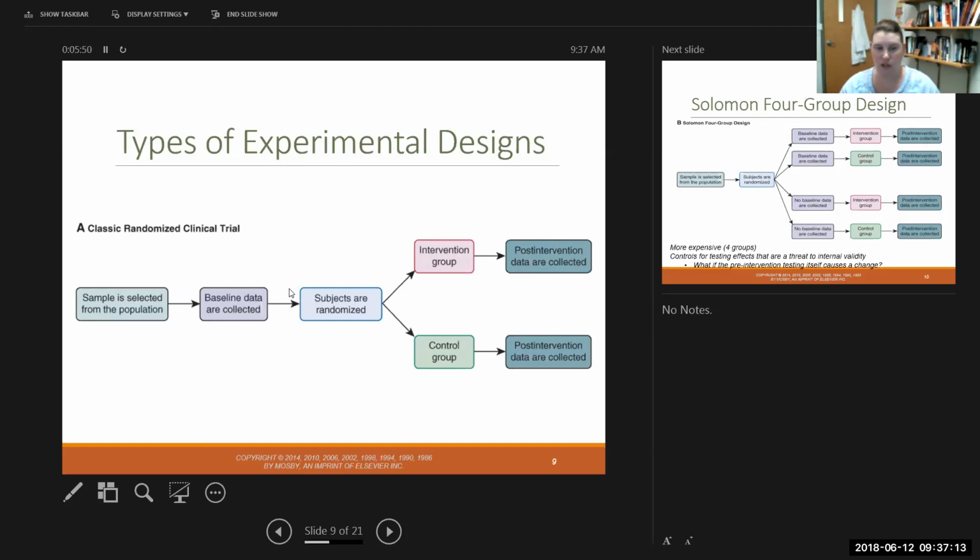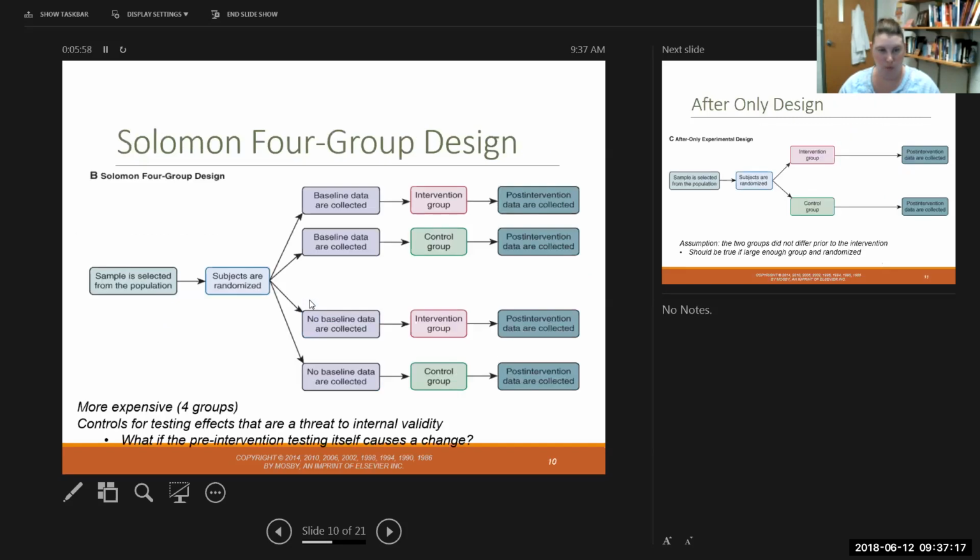So we're collecting data at 2 different points. Next one is called Solomon 4 group. This one looks a little bit more confusing. Bear with me. You'll see some of the same things kind of repeat themselves.